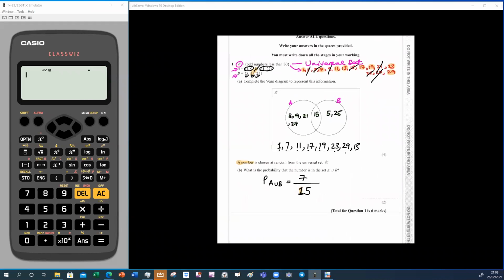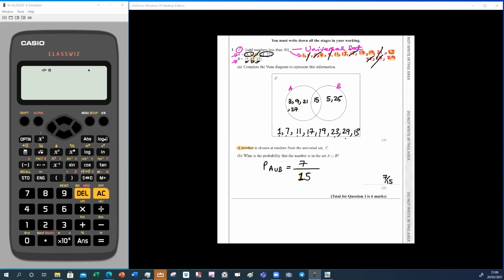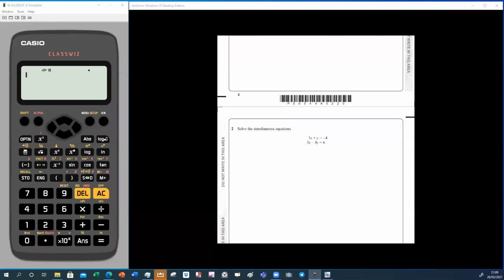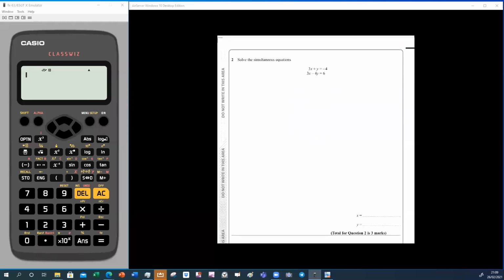And that's the question done. And we need to, for good measure, put the answer on the dotted line. 7 over 15 finished. Nice and straightforward. Done. Okay, thank you for that. Mr. Asudullah, that was a fantastically done question.